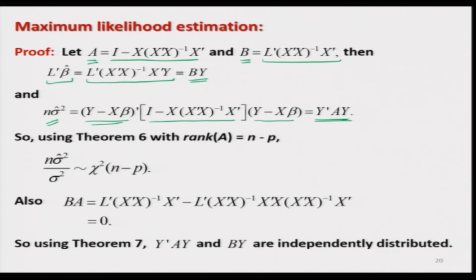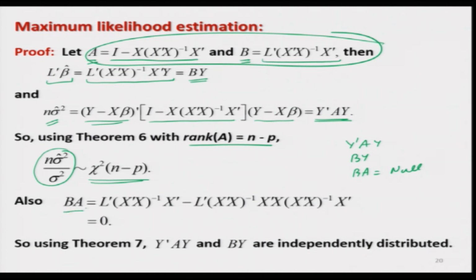So, now if you recall theorem 6, we had rank of A equal to n − p. So, now I can write that nσ̂² divided by σ² will follow a chi-square distribution with n − p degrees of freedom. Right. And if you want to prove the independence of these two, then you know that if you have a quadratic function yᵀAy and a linear function By, then both are going to be independent if BA is a null matrix. So, if you use the definitions of A and B, and you see BA, this comes out to be a null matrix.